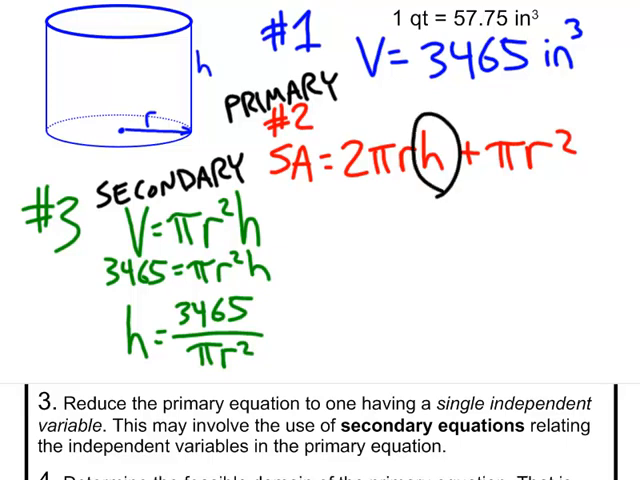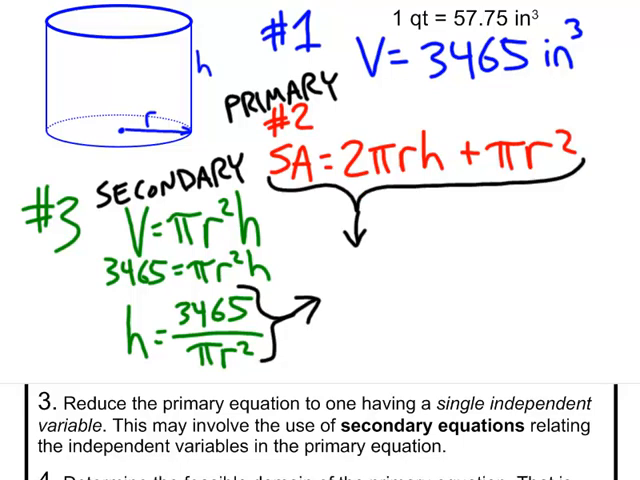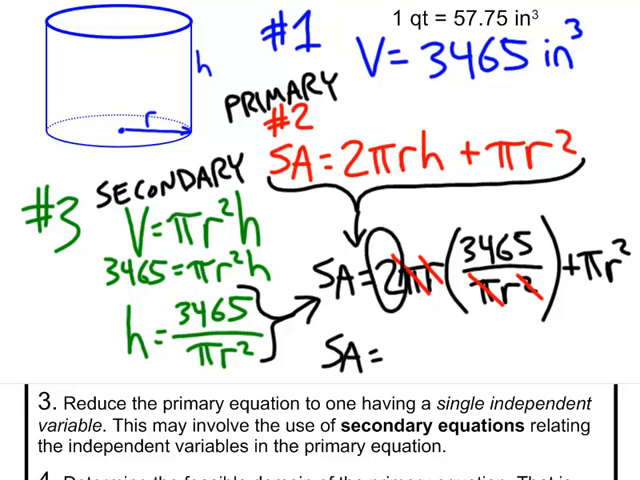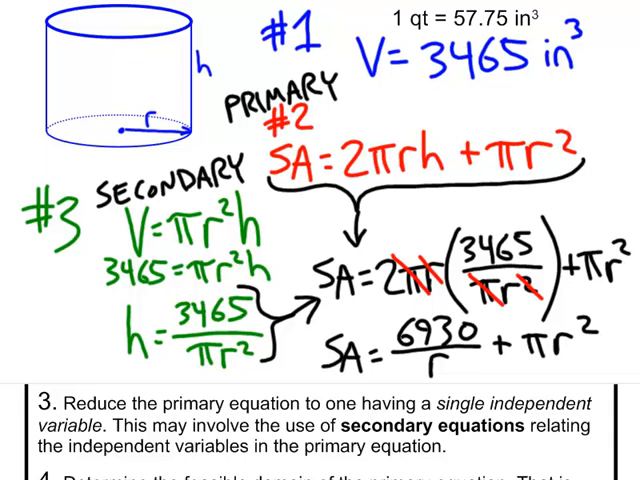And then when I plug that h value in over here, it will give me surface area equals 2 pi r times this expression for h, written in terms of r, over pi r squared, plus pi r squared. And something great happens here. The pi's cancel out, and this r divides out one of the r's down on the bottom. So this simplifies to surface area equals 2 times 3465 over r, so 6930 over r plus pi r squared. And in anticipation of the calculus step next, let's write that 6930 over r as 6930 times r to the negative 1.